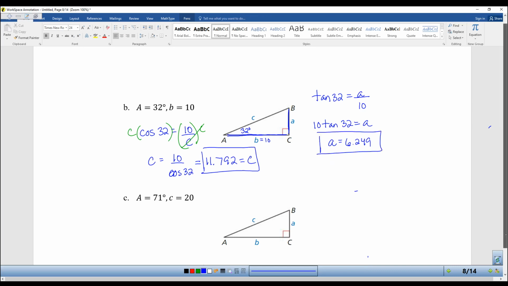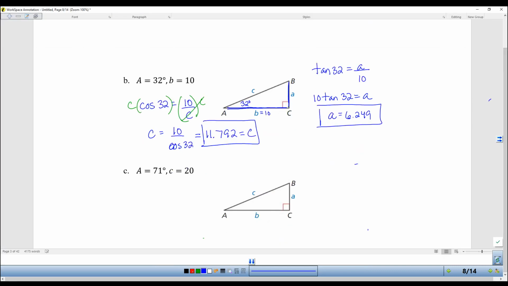Letter B. Again, if you're still just watching, you should try these on your own. So obviously not drawn to scale. I'm just using the same triangle each time because this is 71 degrees, which is pretty big. So 71 degrees and C is 20. So if I want to know A and I know hypotenuse, that would be sine. Sine of 71 is opposite over hypotenuse. I clear the fraction by multiplying both sides by 20.